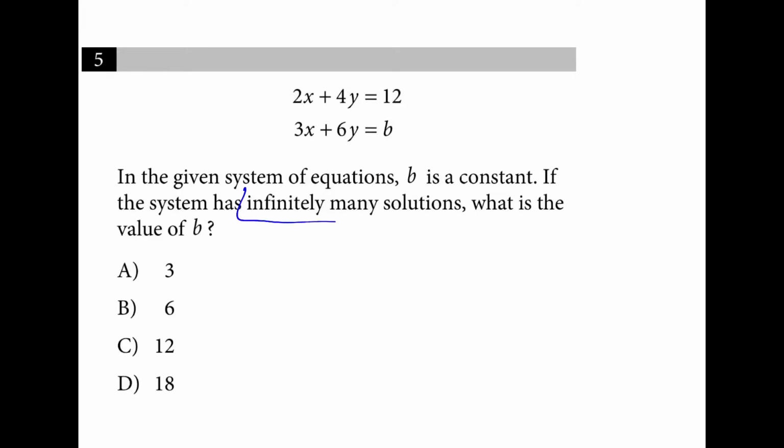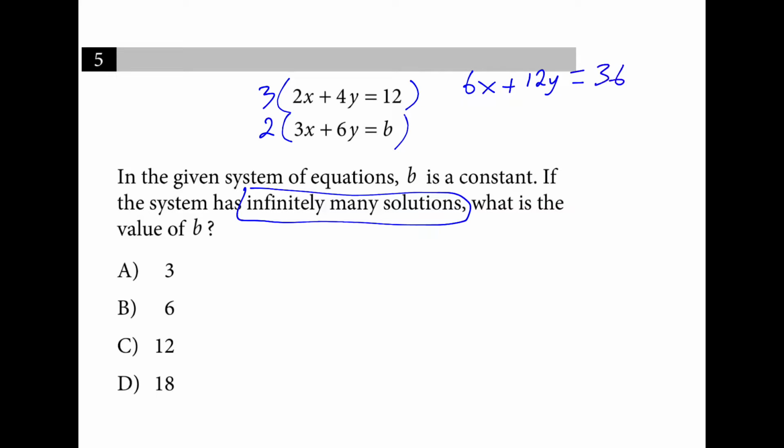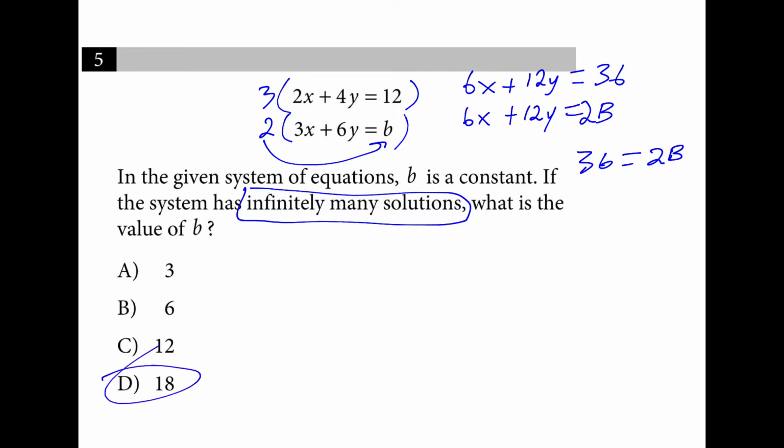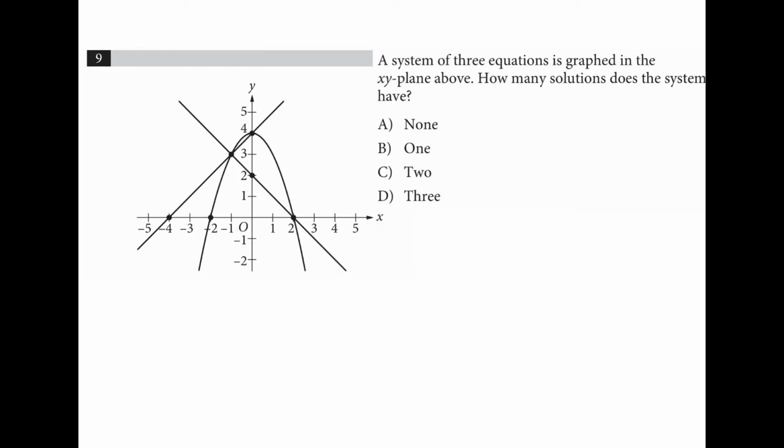They're telling us that this system has infinitely many solutions. What that suggests is that we are able to cancel out the x's and y's and we're left with a true statement. For example, if I triple this top and double this bottom, I have 6x plus 12y is equal to 36, and I also have 6x plus 12y is equal to b. Well, actually that would be 2b because you distribute the 2. So since everything on the left is identical, then I can say that 36 is equal to 2b. The answer is 18.